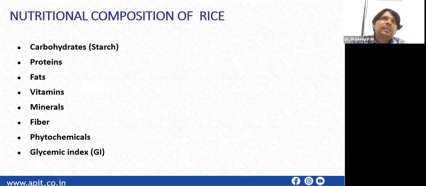If you see the colored or pigmented rice, the color is naturally present in the grain. The major phytochemicals in the grain are the anthocyanins.